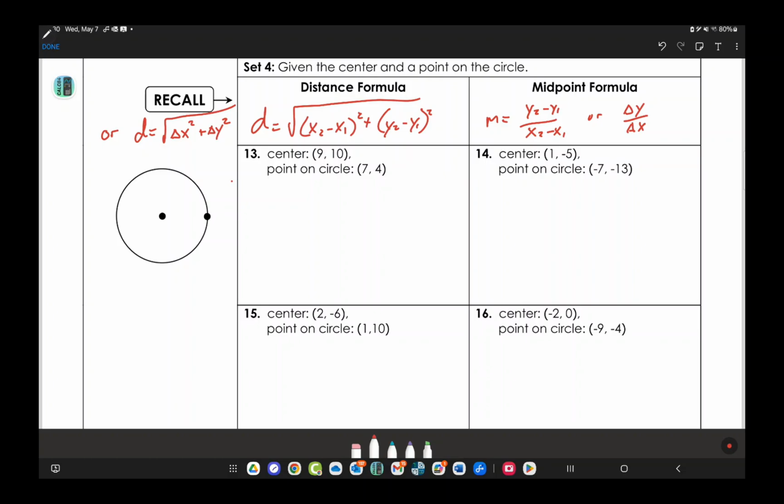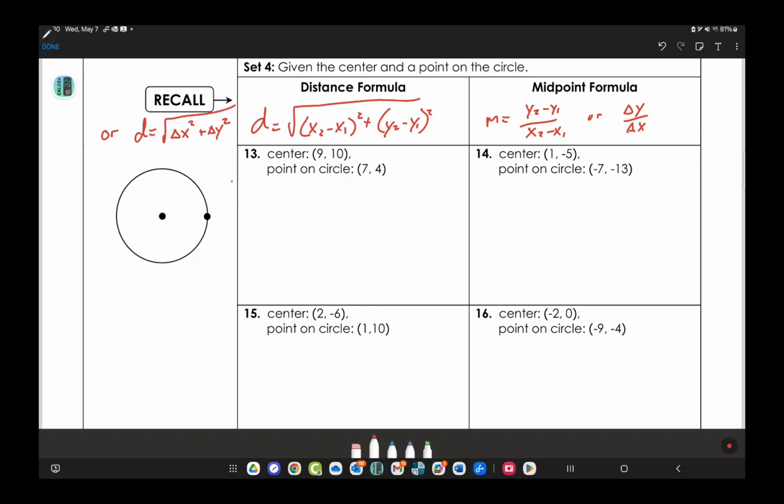Now, I prefer to do delta x and delta y because it saves on writing, and I know how much I don't like to write. So, it does take one step out of the equation. It takes the subtraction out, and it automatically goes to what the difference is. So we need to do both of these.